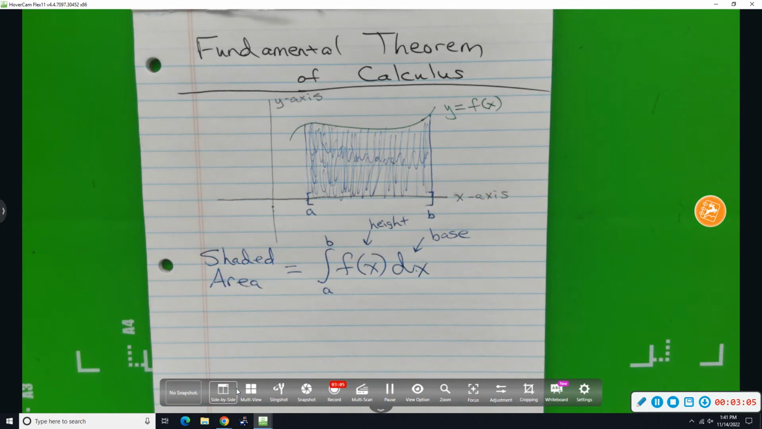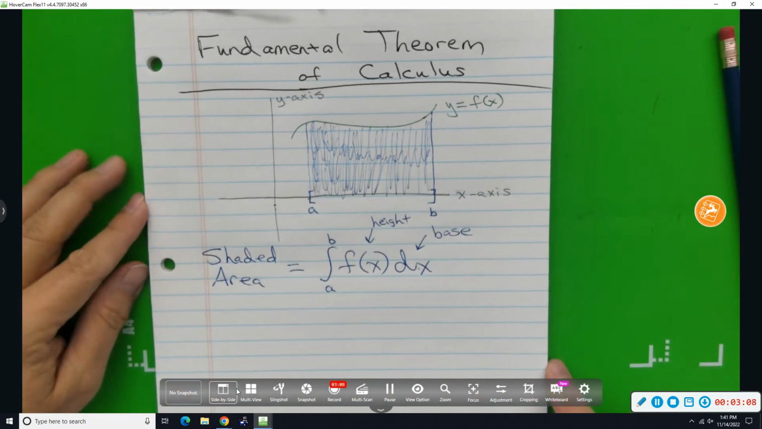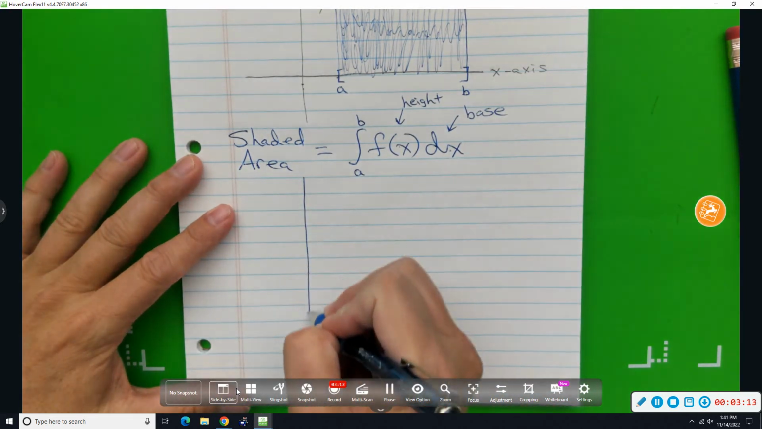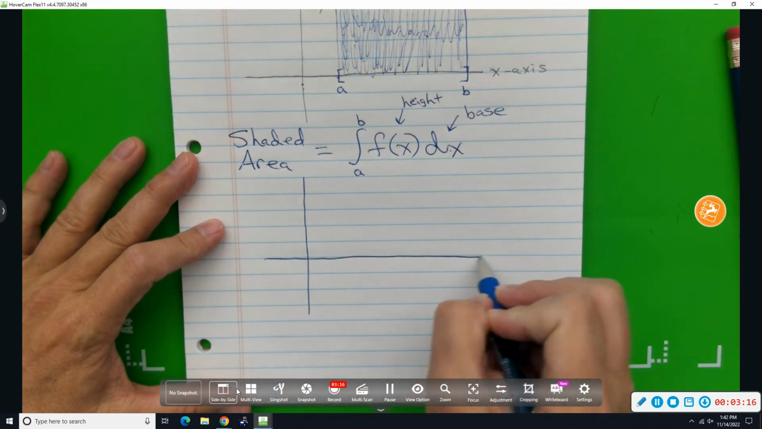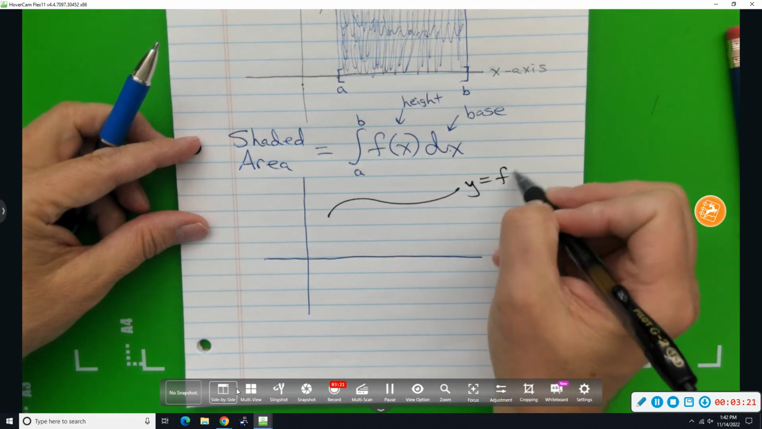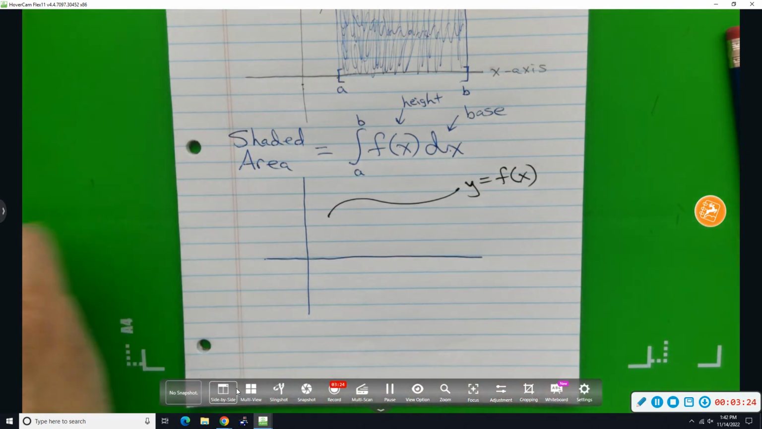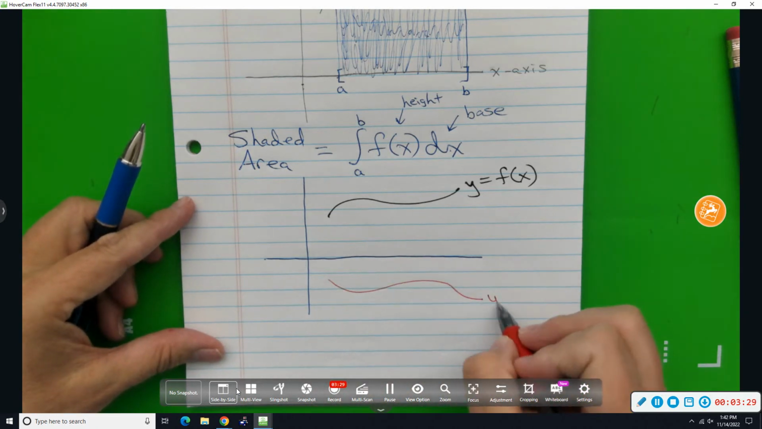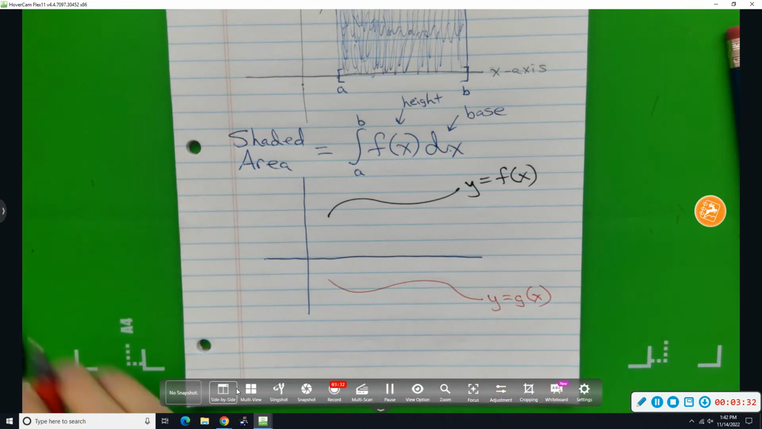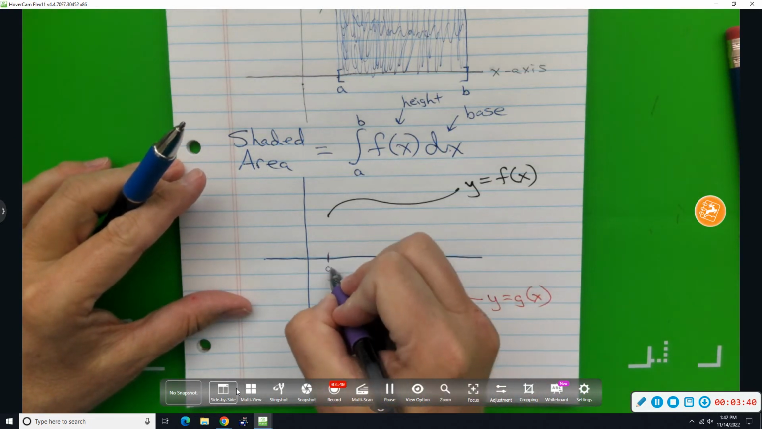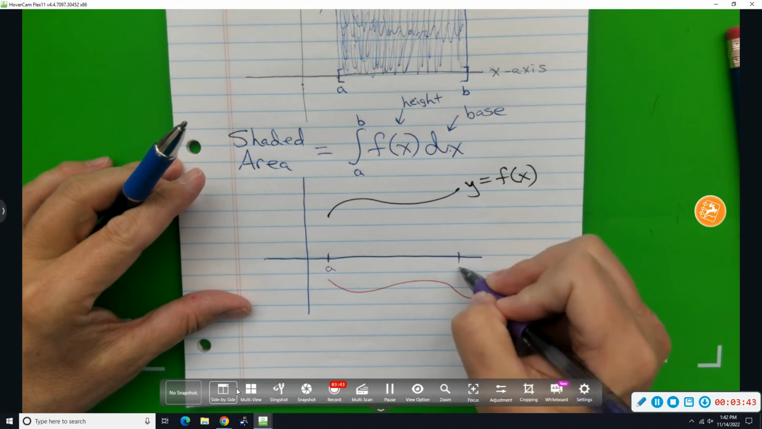Suppose we have a function. Let's see, I'm going to draw another graph real quickly. Let's suppose we have the graph of y equals f of x on top. And suppose we had a lower function. I'll call that y equals g of x. And once again, we want to know, I'll say there's A, and right there's B.